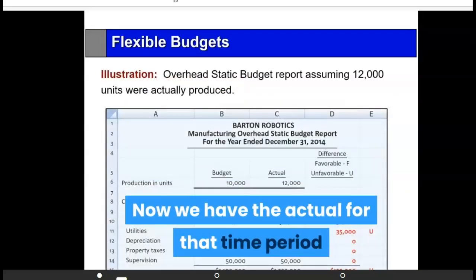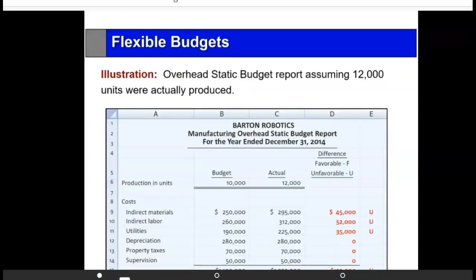Now we have the actual for that time period. And the actual comes in: indirect materials, we spent $295,000. So we have a $45,000 unfavorable variance. Indirect labor, we spent $312,000, we estimated $260,000. So we have a $52,000 unfavorable variance. Utilities, a $35,000 unfavorable variance. Depreciation is right on. Property tax is right on. Same with supervision. So what is going on?